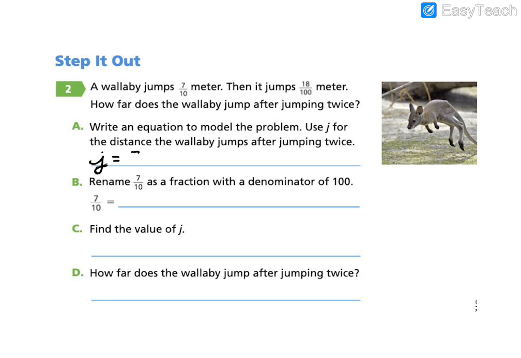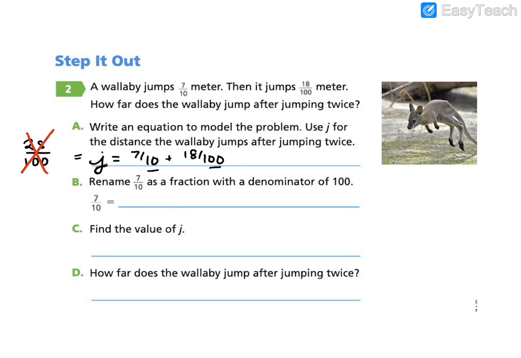So J will equal the 7/10 of a meter in the first jump plus the 18 hundredths in the second. Now remember, because these have different denominators, we can't just add across and say that J equals 25 hundredths. Right? We cannot do this. We need to rename our fraction first. So we need to rename 7/10 as a fraction with a denominator of 100. Well, if I know I'm trying to get to a denominator of 100, what do I need to multiply 7/10 by?